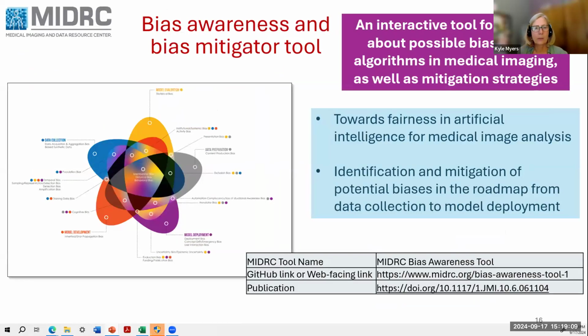Here's another tool that is quite useful to those of you in the development arena who are interested in ensuring that you are aware of the ways in which bias might enter into your development process, from the steps of data collection to model development, model exploration, model deployment, etc. And this, again, is a bias awareness and bias mitigation tool that allows for identifying and mitigating, not just knowing what the biases are, but what you can do to mitigate potential biases in that roadmap. So you can find that tool on our website and in a companion publication.